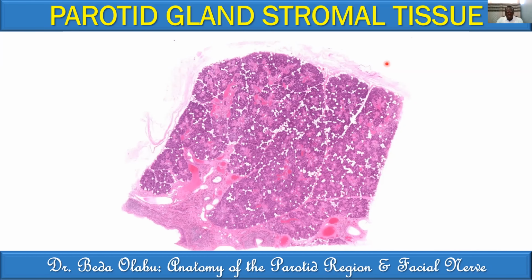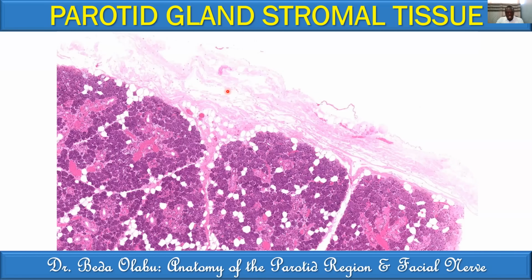So the stromal tissue consists of a capsule, as you can see this layer there. The capsule is a connective tissue, it's fibrous connective tissue. As we can see there, of variable thickness. Here we can see not as thick, but of course here we can see it's very thick. So it's of variable thickness.